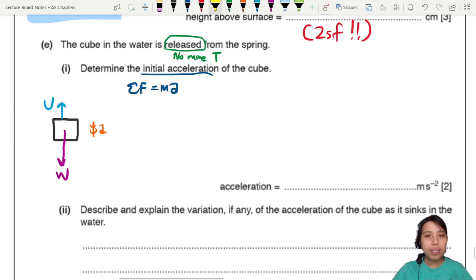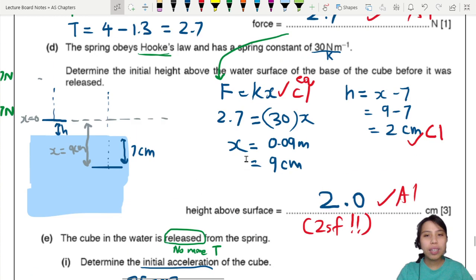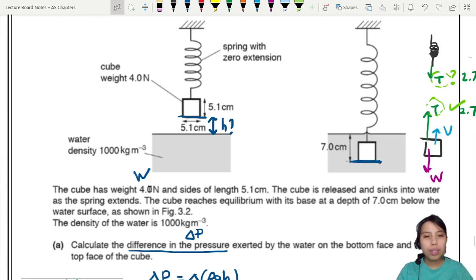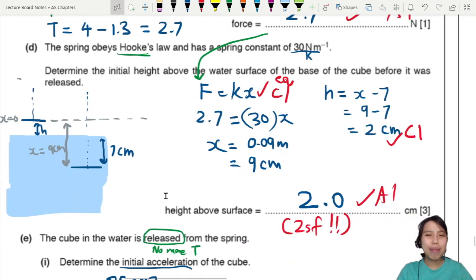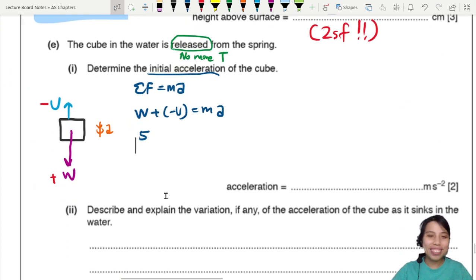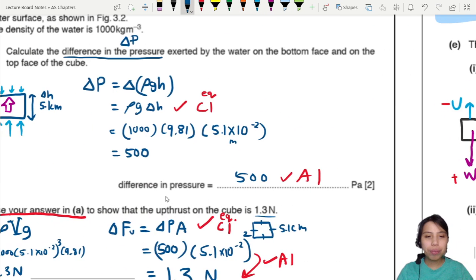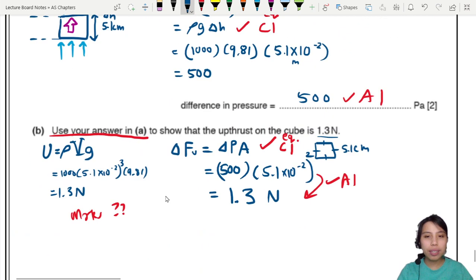Or rather, since this one W is pointing down, we call positive. Upward is negative. So we can say, W plus negative U equals to mass times acceleration. So the weight is 5 newtons, they give to us, right? Is it 5 newton or 4 newton? I lost track. What is the force? 4 newton. Oh, sorry, my bad. My memory a bit bad. 4 newtons. Right. 4 newton minus the upthrust, which we calculated here.